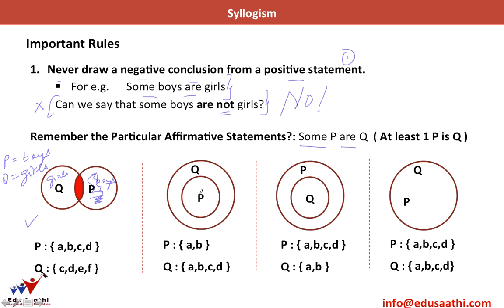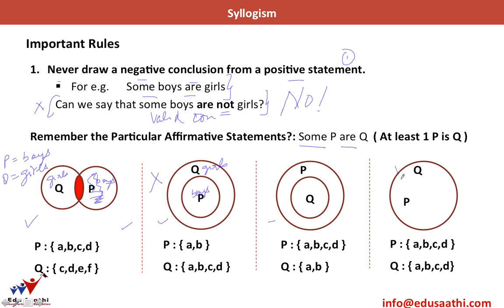Let's look at the second case. Now P are the boys here and Q are the girls. Now in this case, as you see, all the boys are girls because the P circle, or the boys circle, is inside the bigger circle here. So here this conclusion, some boys are not girls, becomes incorrect. So even if in one of these 4 cases this conclusion becomes incorrect, we cannot say that this is a valid conclusion, because as I said, all these cases are equally likely, but we generally take this case. But all these are possibilities.